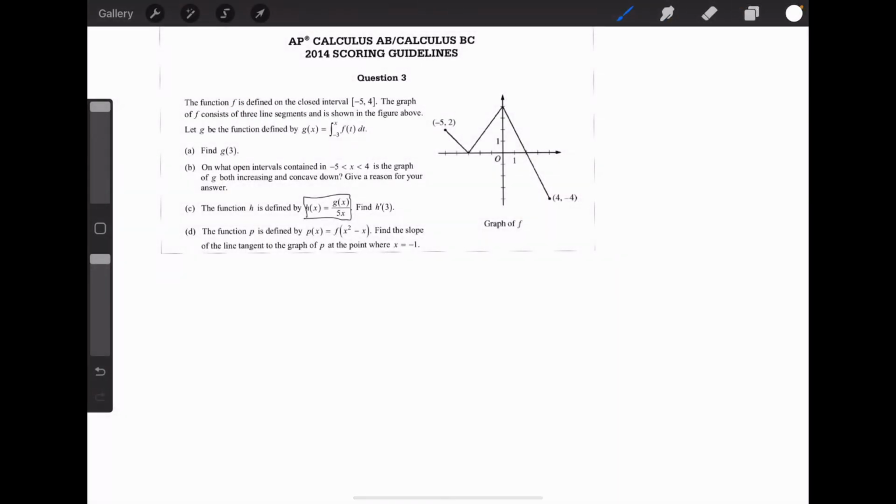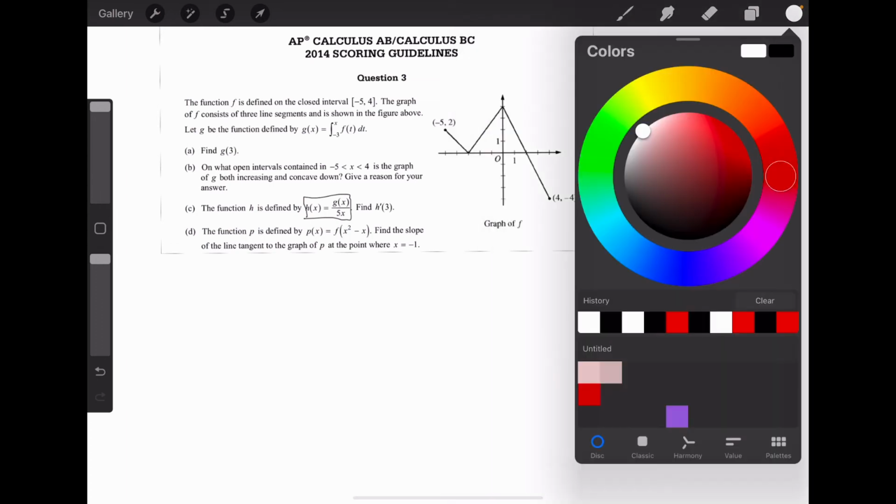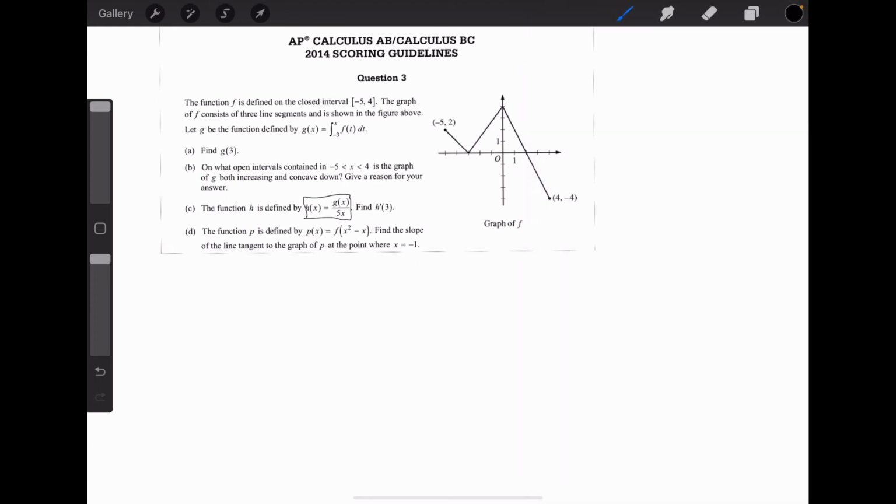Okay, so for the third part, we have to find h prime of 3, and h of x is defined by the circled function. So how do we do that? Well, we can derive h of x first by using the formula to derive division functions. So h prime of x would equal, we can use the formula, so we can square the bottom, and then we can do low d high minus high d low, and the derivative of the bottom would just be 5.